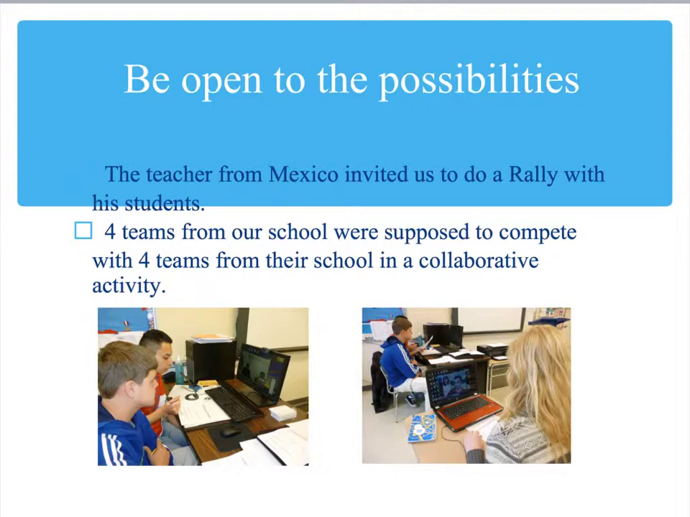Be open to possibilities. The teacher from Mexico invited us to do a rally with his students. So the idea was that 4 teams from our school were supposed to compete with 4 teams from their school in a collaborative activity. However, I was never able to connect more than 2 computers at any one time via Skype to other classes. So this kind of fell through. But as you can see in the picture, we did have 2 computers that could manage this, which were my personal laptop and my desktop.